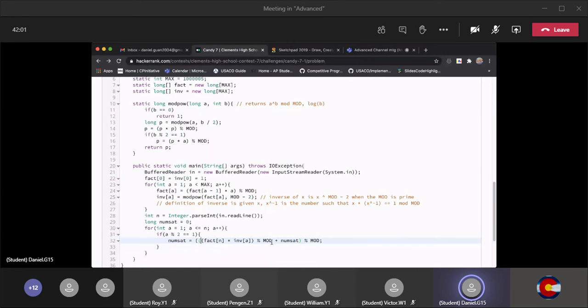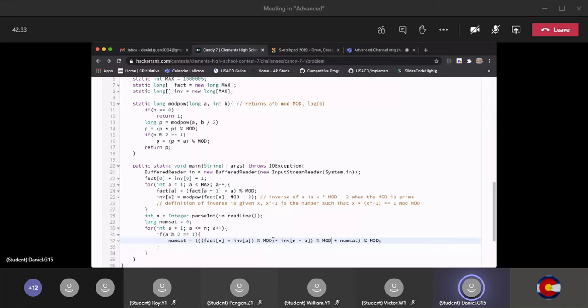N choose A, the formula for that you just memorized, is N factorial divided by A factorial. And division in modular arithmetic is just equivalent to multiplying by the inverse, which we already calculated earlier. So it's just N factorial divided by A factorial times divided by N minus A factorial. That's just a formula you need to memorize.